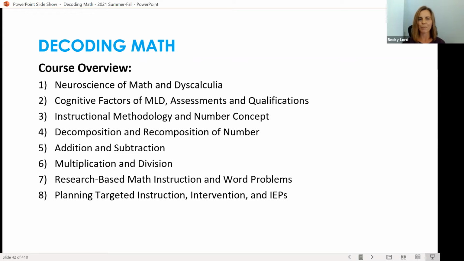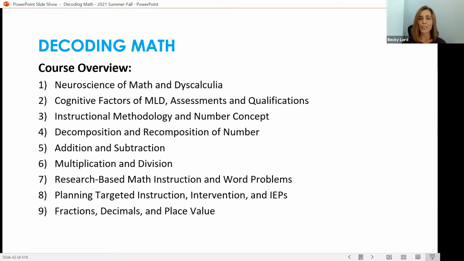Next, module 8 is planning targeted instruction: setting your learning goals, and then thinking about what's effective to help students learn, providing interventions and ways to work with students who are struggling to learn. It also looks at the math components of IEPs and language you can use to write goals and accommodations in different parts of the IEP.